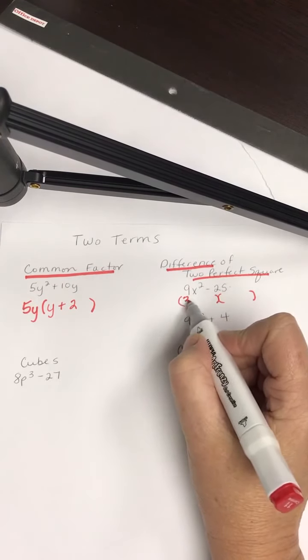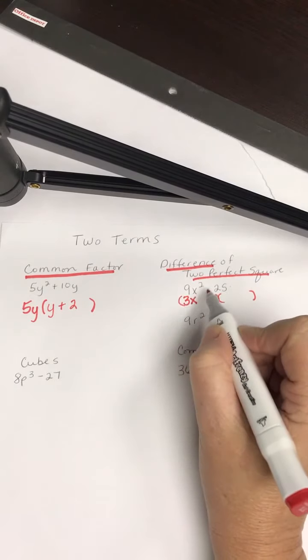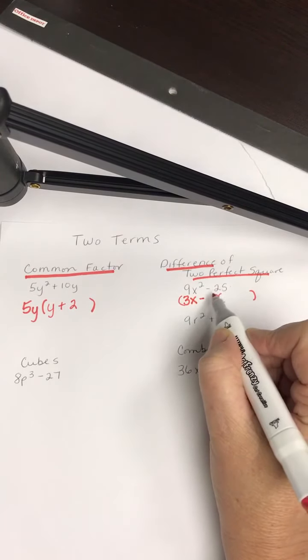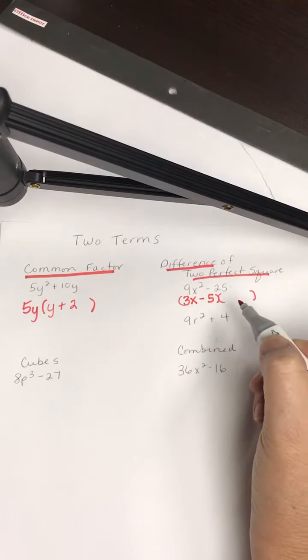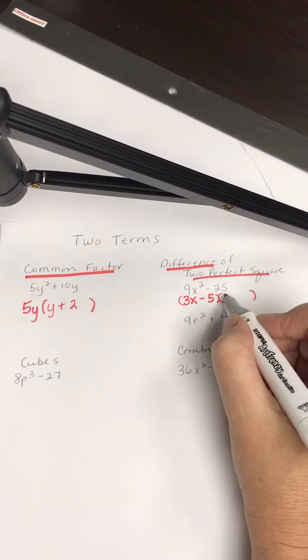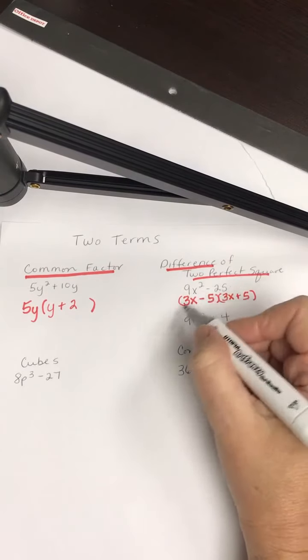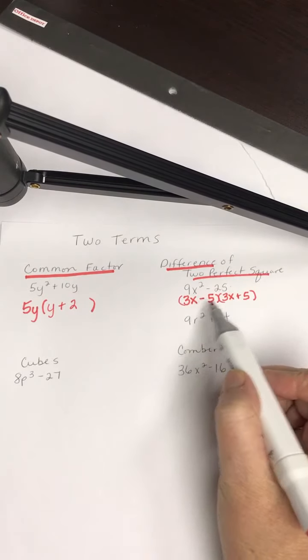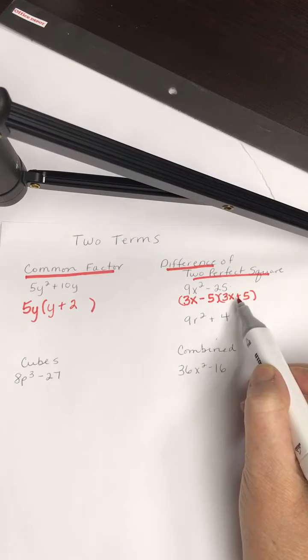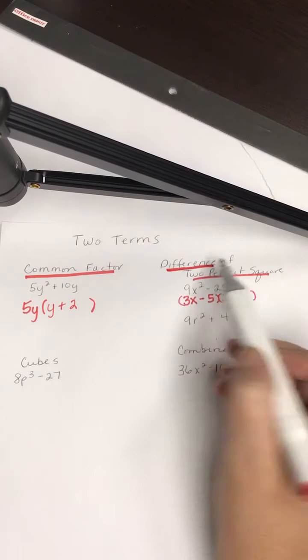So the square root of 9 is 3, the square root of x squared is x, the minus would come down, and the square root of 25 is 5. But then you're going to have the opposite in the other direction, which is going to be the 3x plus 5. So you square root everything, make one of them negative and one of them positive. But this only works for a difference.